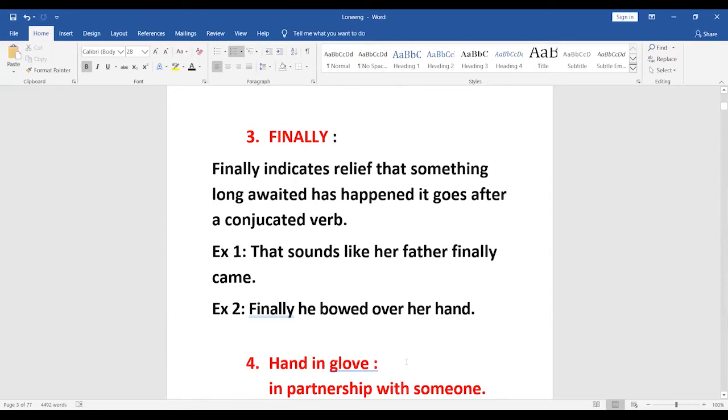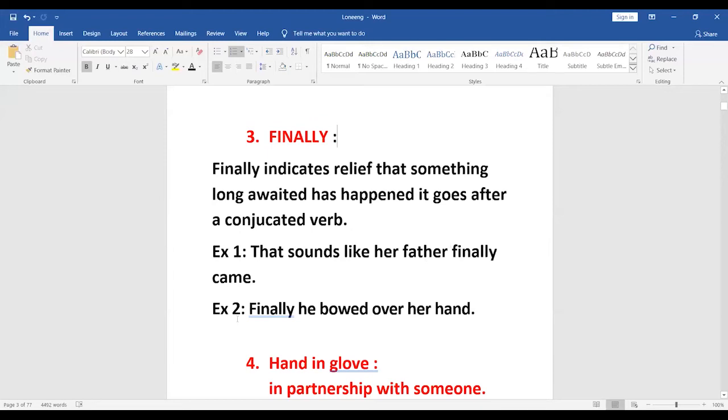Okay. So let's go on to the third word. It's called finally. Now, when will you use this? Finally indicates that there's a relief to something you've been waiting for a long time. It indicates relief that something long awaited has happened. It goes after a conjugated verb. So that sounds like, her father finally came. You will say they waited and waited for the father to arrive. He hasn't come, but finally, when they heard the footsteps probably, they knew that her father had arrived.